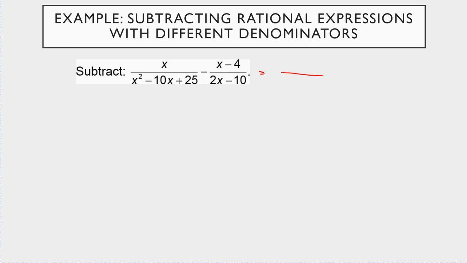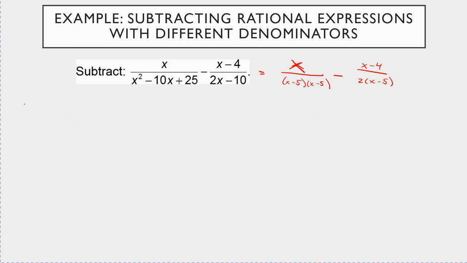All right, so the first thing you're going to have to do is let's factor these denominators. So this is x. Two numbers that multiply to 25 sum to negative 10. So they both have to be negative. And so that's just going to be x minus 5 times x minus 5, minus x minus 4 all over. So I'm going to factor out a 2 here, and it'll be left with x minus 5.